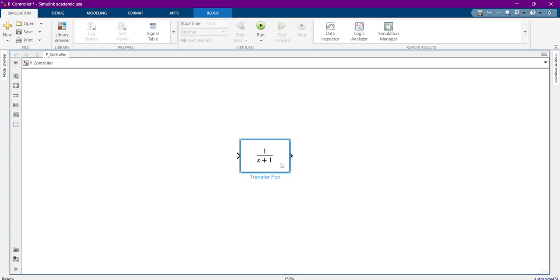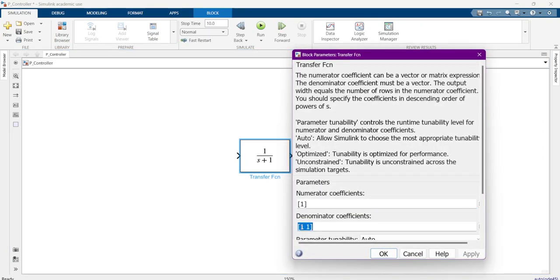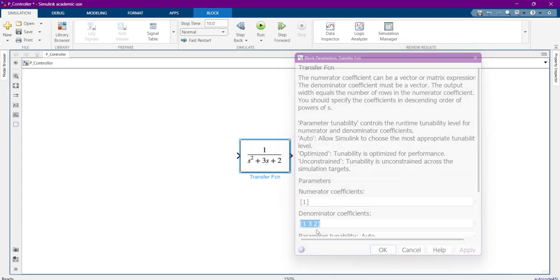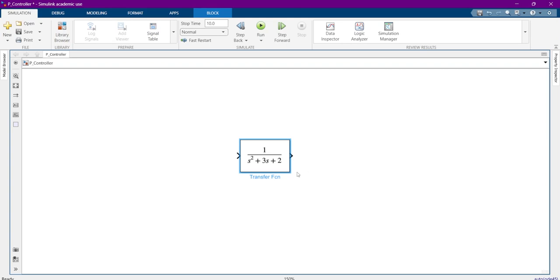Now we have to change the transfer function to match our plant's transfer function. We know that the coefficient of s squared was 1, the coefficient of s was 3, and the coefficient of s to the power of 0 was 2. So this is the transfer function that we had for our plant. Before simulating the whole system that we designed, let's just have a look at the response of the system without the controller we designed.